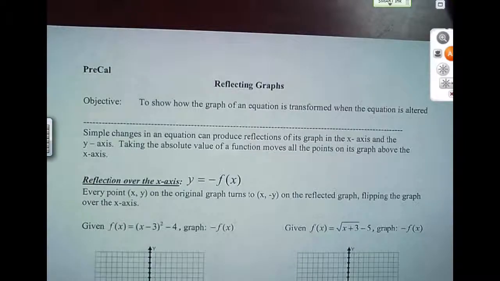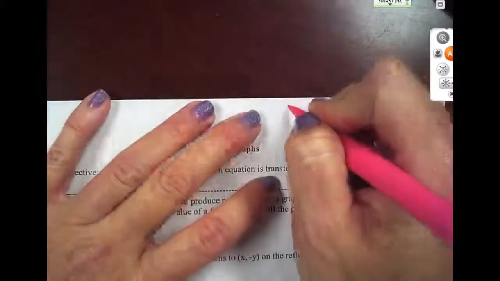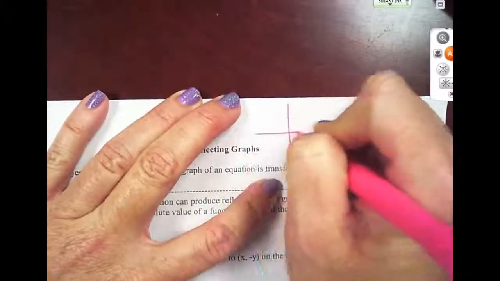Today's topic is reflecting graphs, and you can either flip a graph over the x-axis or flip it over the y. It's pretty easy. Let me tell you about what flips what, or how to look at it. Let me show you a picture. You draw a graph.